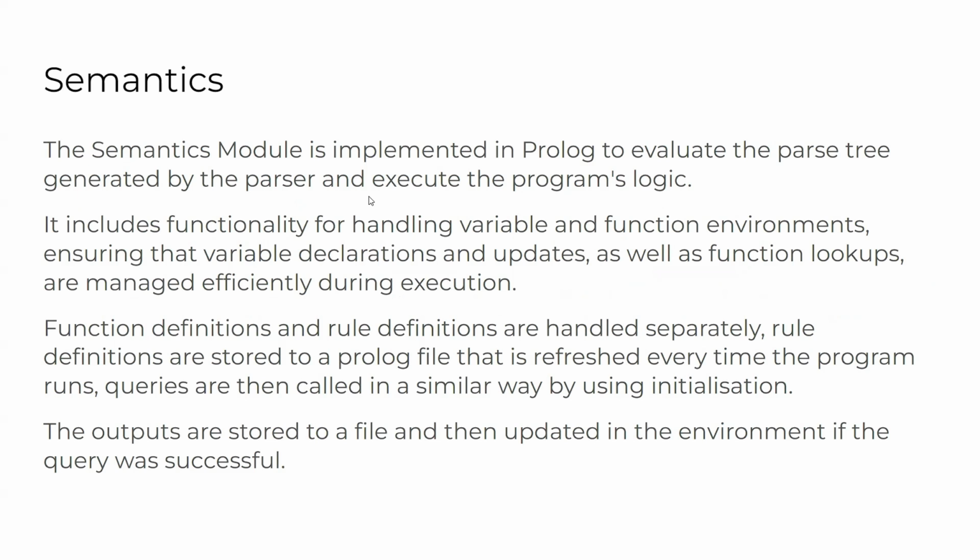The semantics interpreter handles the functionality for handling variables as well as function environments, ensuring that the variable declarations and updates and lookups are managed efficiently. And if at any time there is a failure in the lookup, the program will stop. Function definition and rules are handled separately. The rule definitions are in turn stored in a Prolog file that the rule query runs on, and the functions are stored in a function environment. The outputs of the Prolog rules are stored to a file and then updated in the environment if the query in turn was successful.